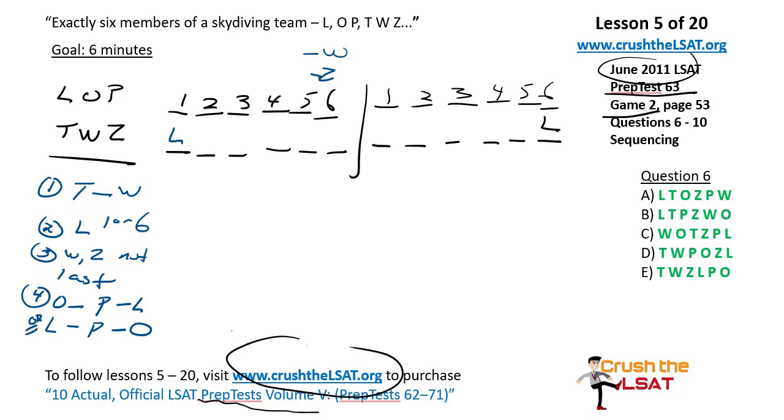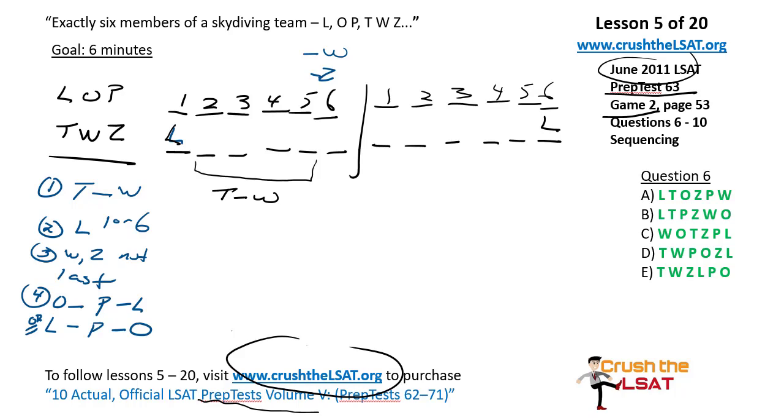So let's do that. Rule 1, T comes before W. Well, when something can't be true, I said it's good to place it on top of the diagram. When something must be true, it's good to put it in the diagram like we just did with L. If something could be true, I like to write it underneath the diagram. So T before W. Now, if you combine it with the rule that W can't be last, what does that mean? That means T before W is going to appear in between slots 2 and 5.